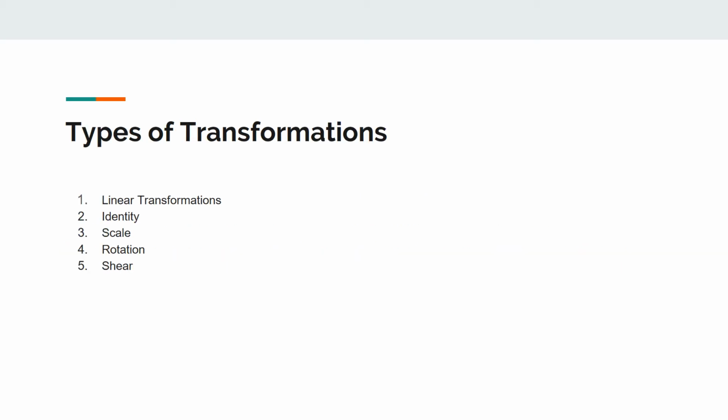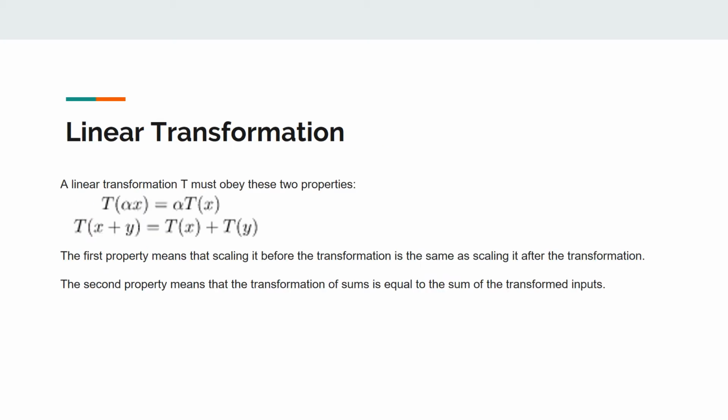And then there are several types of transformations that we're going to discuss next, starting with linear transformations, and then the identity, scaling, rotations, and shears. So the first type of transformation we're going to talk about is a linear transformation. A linear transformation is a mapping V to W between two modules, and that includes vector spaces, that preserves the operations of addition and scalar multiplication.